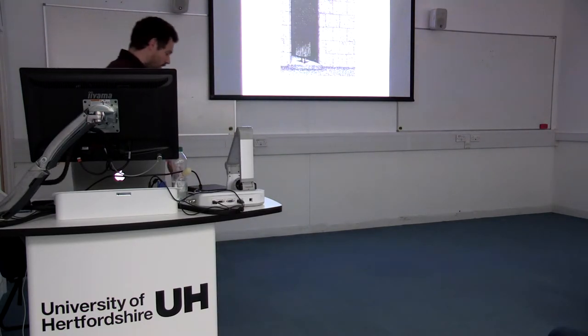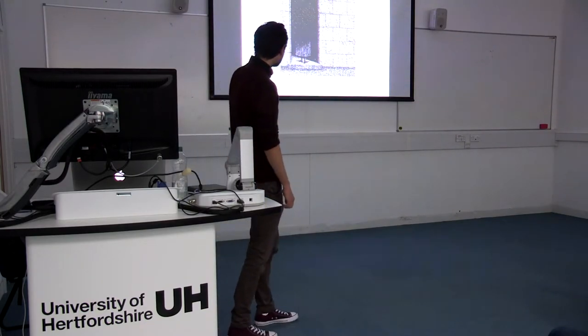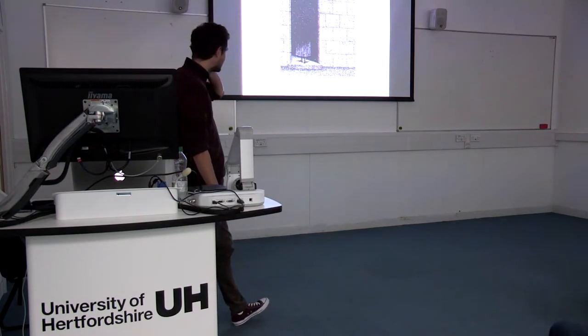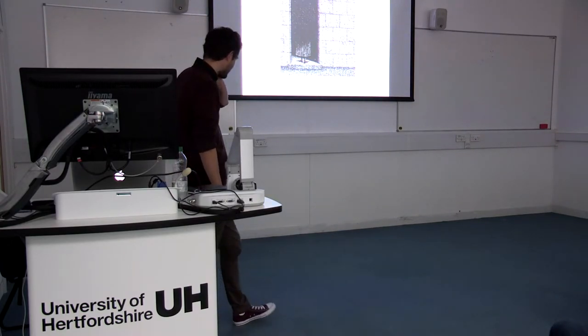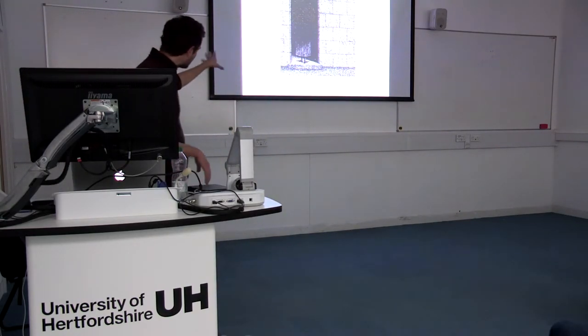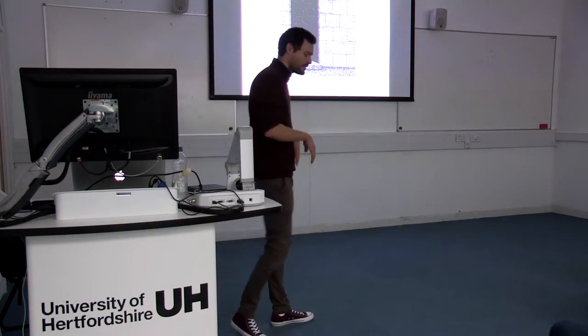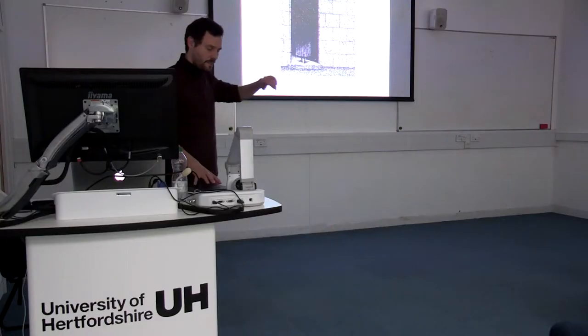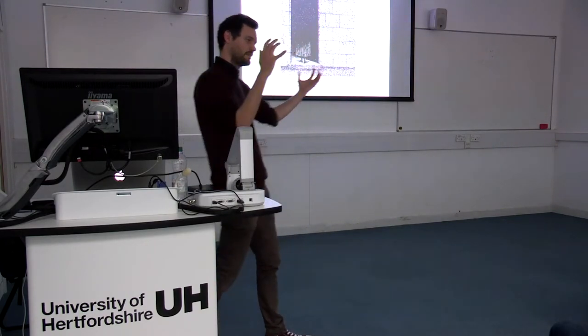And then I took a scene from The West Wing, which I realise now is really the image that I was thinking about a lot, and this was the section that the Peake scholar commented on. So the air moved off to the left down a narrow artery of midnight suns and was immediately lost. So this is the moment where Lord Groan kind of disappears. And it's a very interesting moment because it's momentous, he's walking off, he disappears. But it also happens in the midst of a rather dramatic battle that's going on between two other characters.